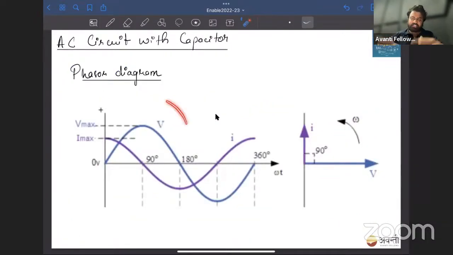This is the same diagram which I showed you. So current is starting earlier when voltage is 0, right? So voltage बच्चों अगर 0 है तो current is forward by 90 degrees. Why anti-clockwise? Because for forward we assume that anti-clockwise we have to go. Okay, so current is leading by 90 degrees.